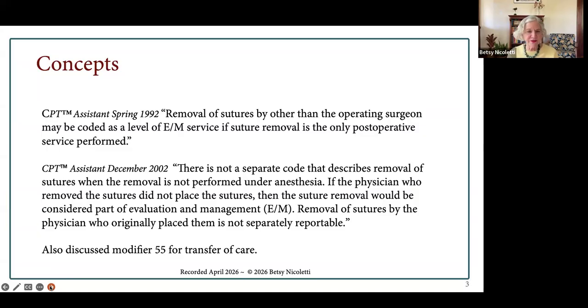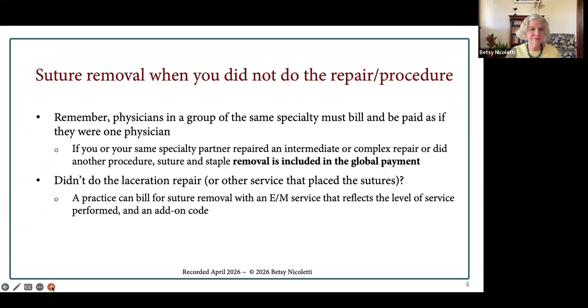And in December of 2002, they said there just isn't a separate code for removal of sutures if it's not done under anesthesia. We're going to see a code like that. If the physician who removed the sutures didn't place the sutures, then the suture removal would be considered part of an E&M service. And then it reiterates that removal of sutures by the surgeon who placed them isn't separately reportable. You can't bill that. And they had a discussion about modifier 55 if it's a real transfer of care.